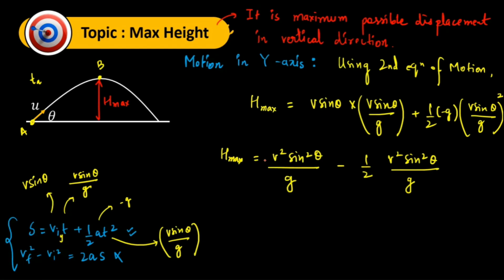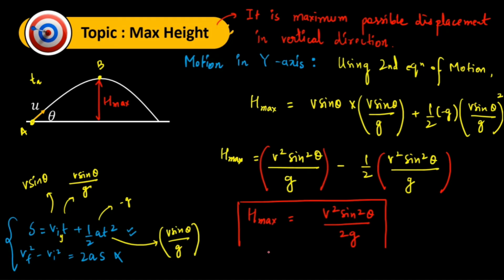Now if you look at the variables here, isn't it something like 1 minus half? So it is going to be half. I can simply write v square sine square theta by 2g. So this is going to be the equation for maximum height that this projectile reaches, and this is the equation you use. With whatever initial velocity the particle is thrown, we can find out to which height it goes depending upon two factors: the initial velocity and the angle of projection.